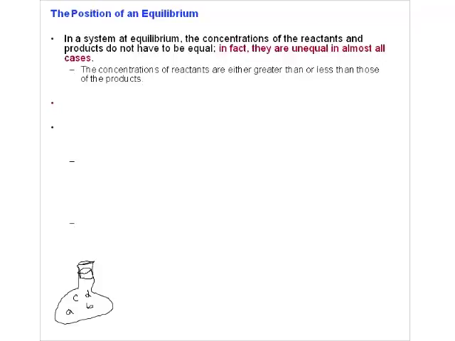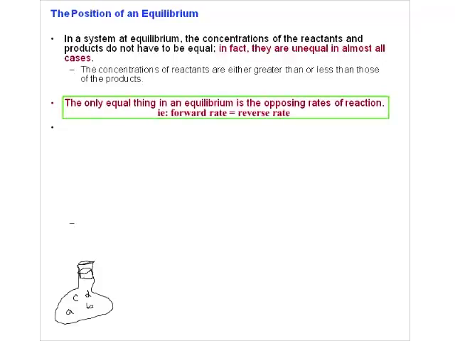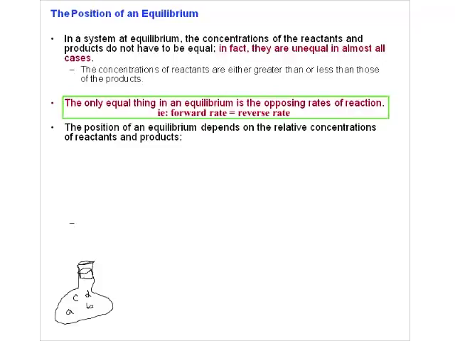So what we're looking at here is the idea that the concentrations of the reactants are either going to be greater than the products, or the reactants are going to be less than the products, depending on what position the equilibrium has taken. Okay, so once again, the only thing that's equal in equilibrium is the forward rate and the reverse rate. So we want to look at this idea of a position of equilibrium. So what we're looking at here then is the position of equilibrium depends on the relative concentrations of what's in the bottle at any given time.